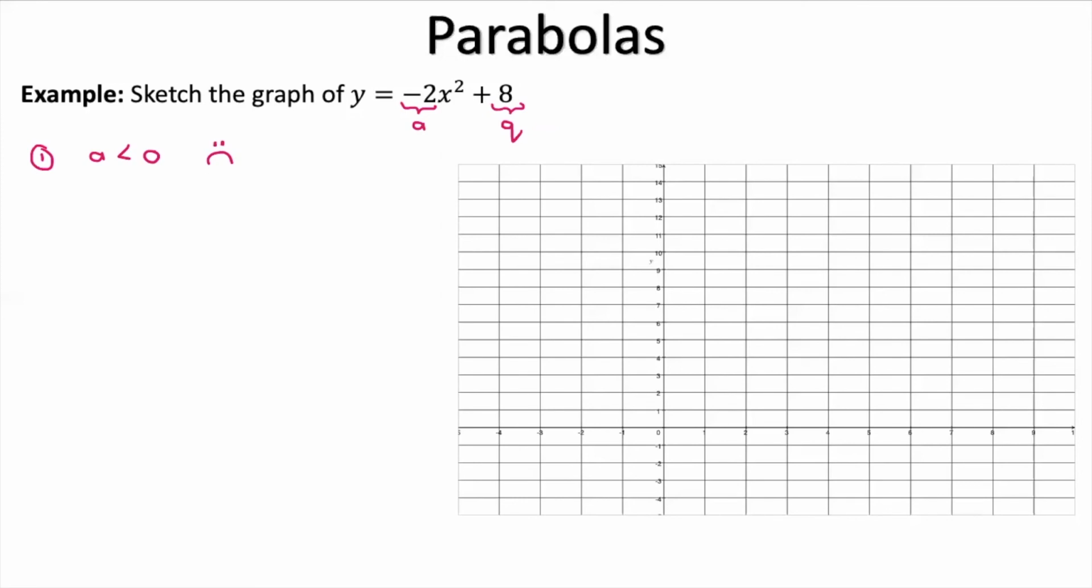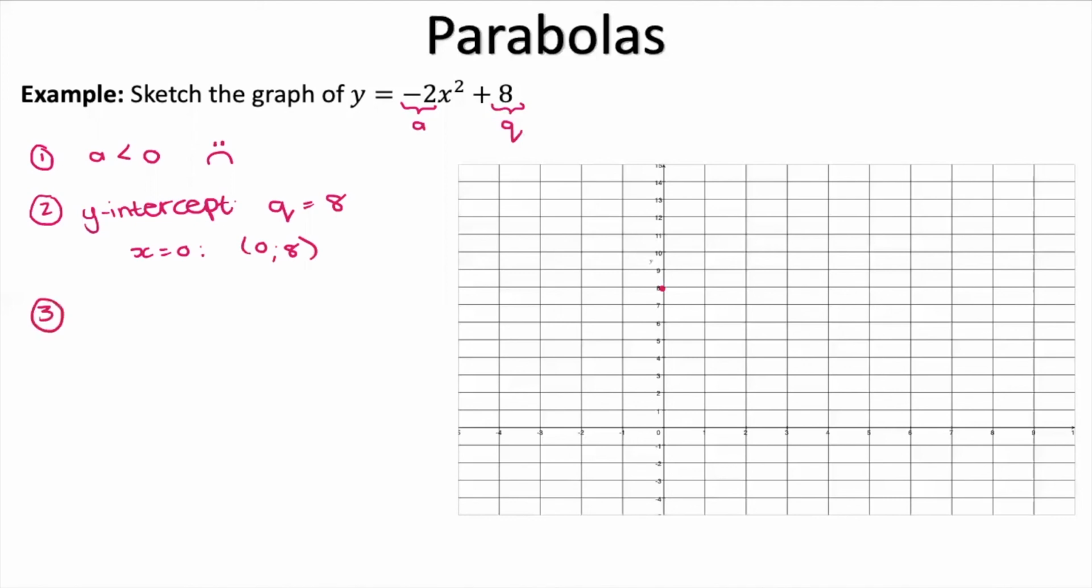So just like in the straight line when we used our gradient to give us an idea of the general shape, here we're going to use the a value to give us a general shape of the parabola. Step 2 is going to be finding our y-intercept. Now, if you remember correctly from our previous one, this is pretty linked to our q value of 8. So x is equal to 0 at all of our y-intercepts. So the y-intercept is at the point 0, 8. And I'm going to plot that on my graph right there.